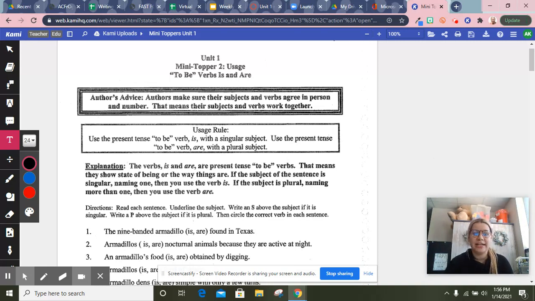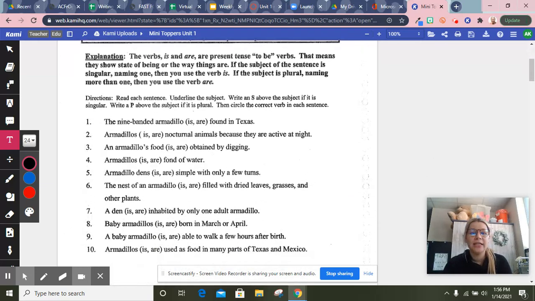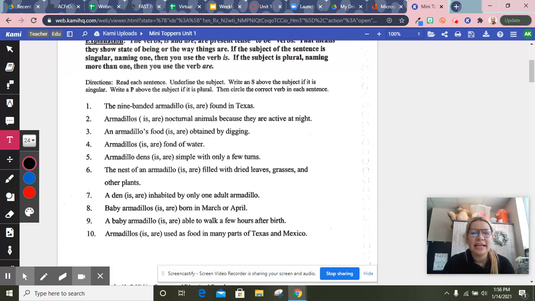So read each sentence and underline the subject. Then you're going to write an S above the subject if it's singular. Write a P above the subject if it is plural, and then circle the correct verb. Remember, our subject is who or what the sentence is talking about. So, the 9-banded armadillo is/are found in Texas. So, 9-banded armadillo.